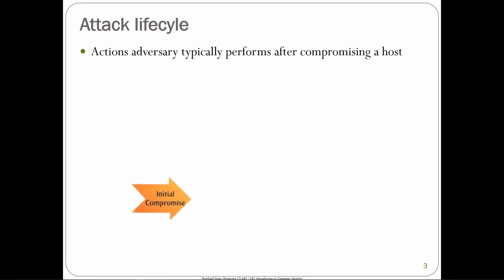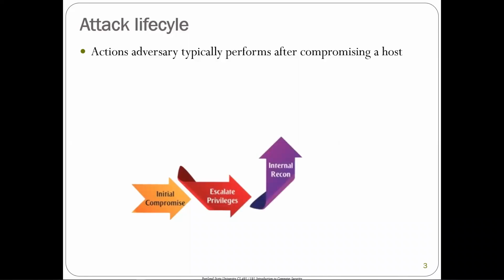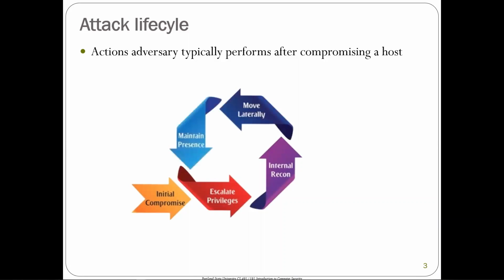So we started with the initial compromise, and then we're in the middle of the privilege escalation part of this. But the other things that we're going to cover are the reconnaissance, the lateral movement, and then finally the maintenance of presence, and then the actions on objectives. So we're going to talk about all of these different things, and then we're going to talk about what you would do to mitigate these attacks as a defender. That'll be towards the end.